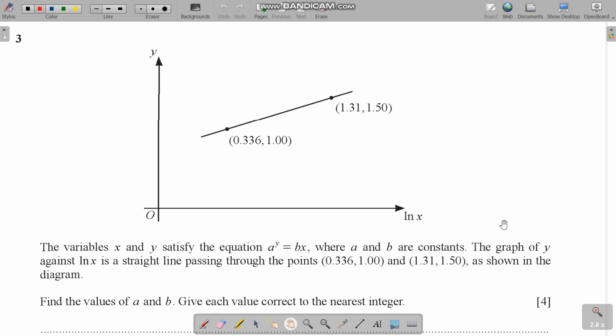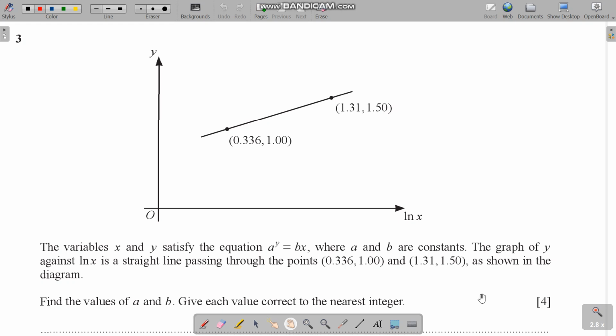It's about logarithmic and exponential functions. The variables x and y satisfy the equation a to the y equals bx. The graph y against ln x is a straight line passing through the points. Find a and b for marks.